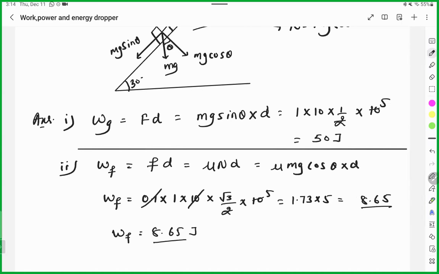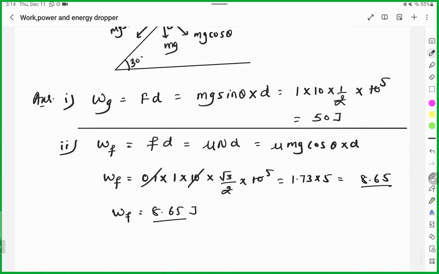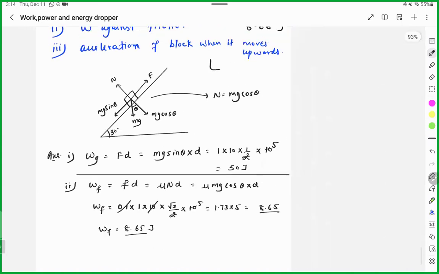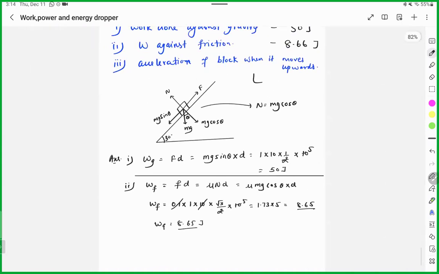Any doubt, guys, up to here? Sir, acceleration, I got the value, but it's close to 4.1 meter per second square. Okay, good. Any doubt, guys, up to here? No, sir.